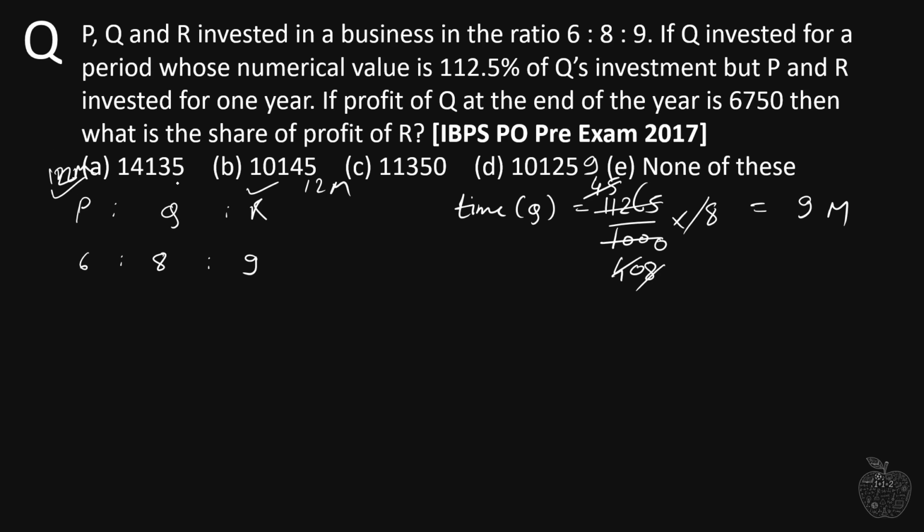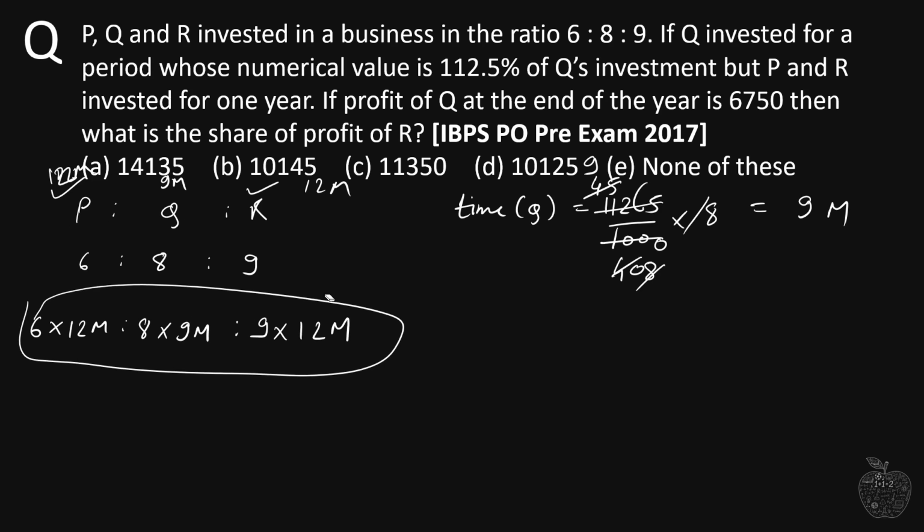Alright, so P invested for 12 months, Q invested for 9 months, and R invested for 12 months. Now the question is telling me that if the profit of Q at the end of the year is 6750, then what is the share of the profit of R? Now profit will be distributed among P, Q and R on the basis of their investment and the time period of their investment, right? So P's investment here is 6, and P invested this 6 for 12 months. Q's investment here is 8, and Q invested this 8 for 9 months. And R's investment here is 9, and R invested this amount for again 12 months. So profit will be distributed among P, Q and R in this ratio only.